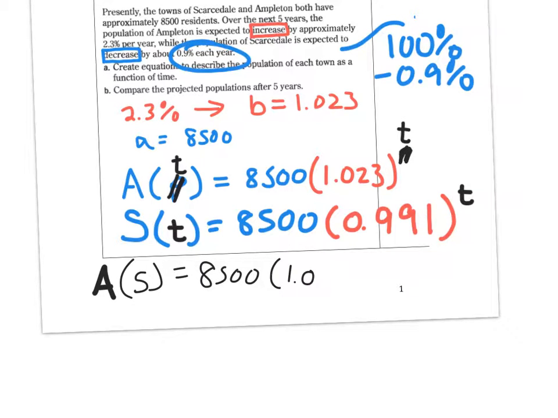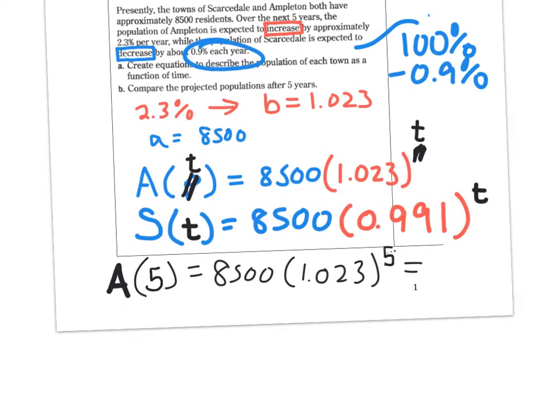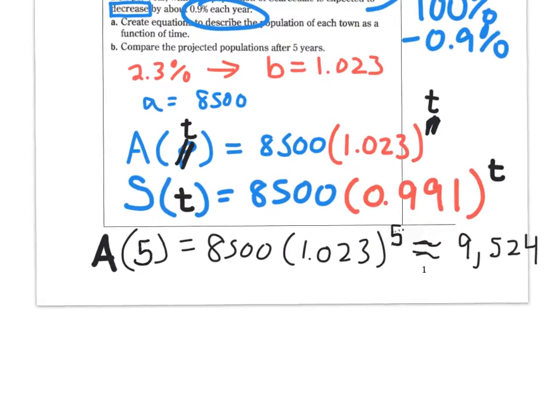times 1.023 to the 5th power. Just plug that in. When I plug this in, I'm going to say an approximate value and round this up to 9,524 population. Now, clearly we see it's a population growth. So in 5 years, the town is growing quite a bit.